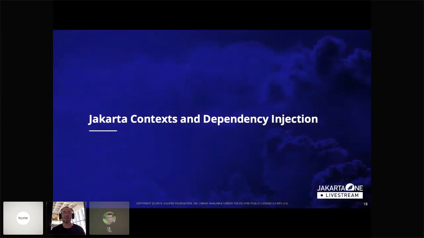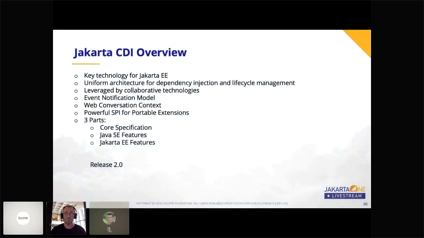Jakarta Context and Dependency Injection. This is one of the larger releases over the past couple of years. So Jakarta Context and Dependency Injection defines a powerful set of complementary services to help improve the structure and application of your code. It is a key technology for Jakarta EE. It defines a well-defined lifecycle for stateful objects bound to lifecycle contexts, where the set of contexts is extensible.